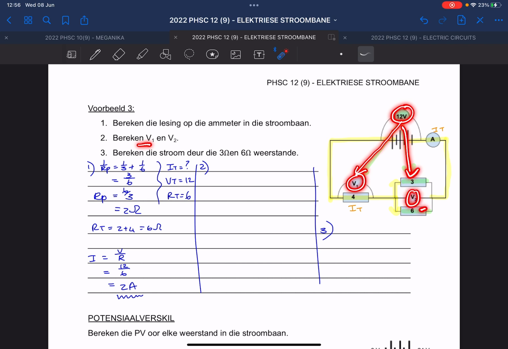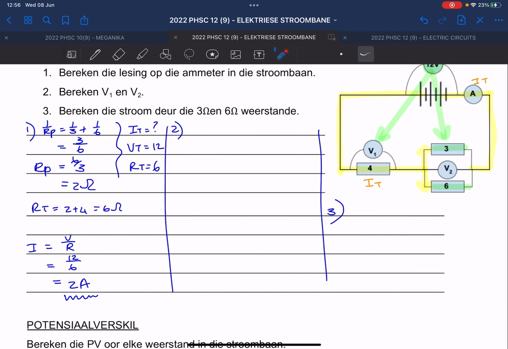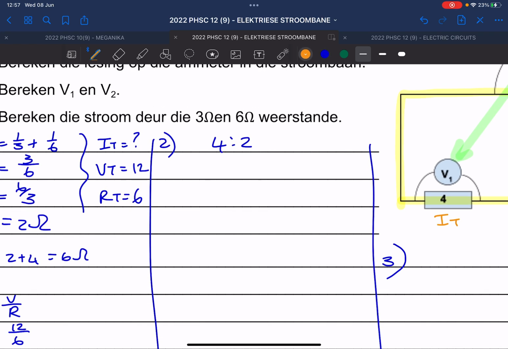Okay, nou jy kan hierdie doen op 3 verskillende maniere. You can do it in 3 different ways. I quickly, for the first time, want to practice ratios in this. Ons het ratios al op ander maniere gedoen, but I want to do ratios here. So, what we're going to look at is we're going to compare this resistance with this resistance. So, this is 4 versus 2. And with that, you're going to add them together, you get 6. So you have 4 over 6 and you have 2 over 6.